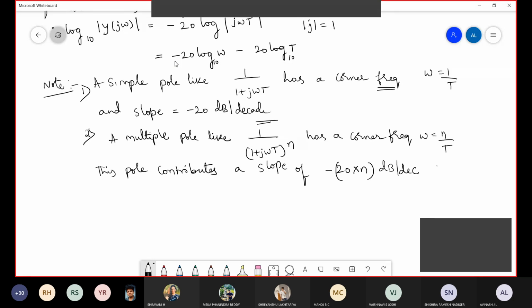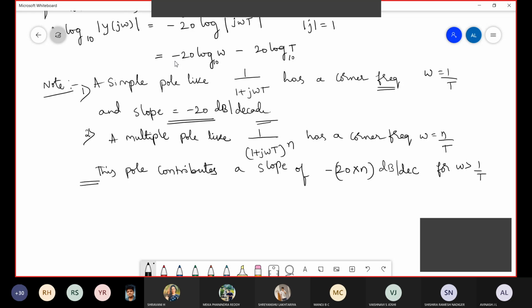So here the condition is omega should be greater than 1 by t. Here one thing you need to understand: in this Bode plot we consider only simple poles. There are no complex poles we are going to consider. For all numericals we consider only simple poles, because your syllabus is confined to that. Complex poles are very difficult to draw on a Bode plot, and you can go for some other techniques. That is why every simple pole contributes minus 20 dB per decade. That is the first thing.